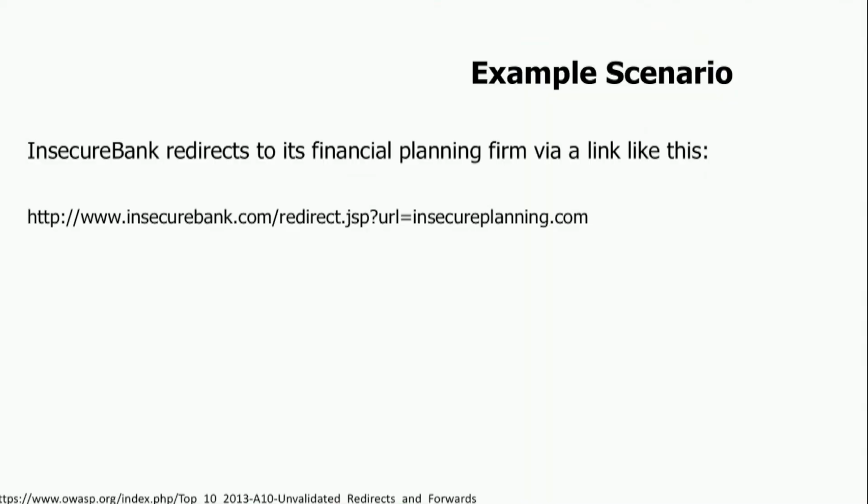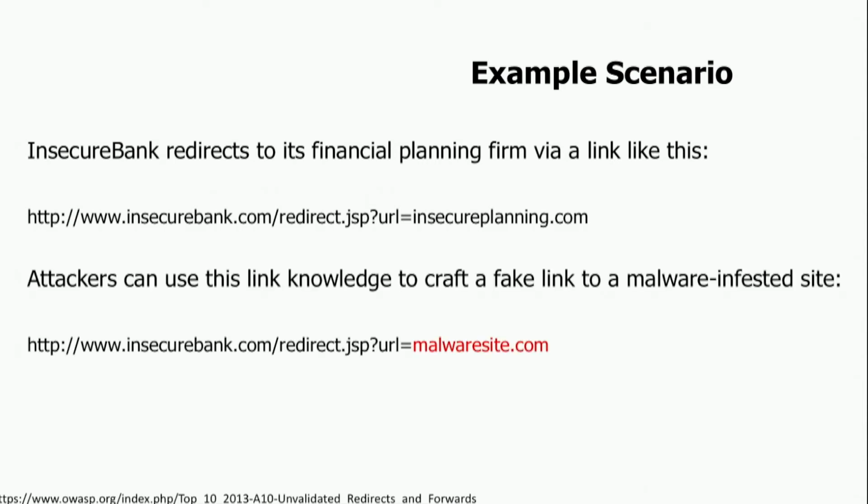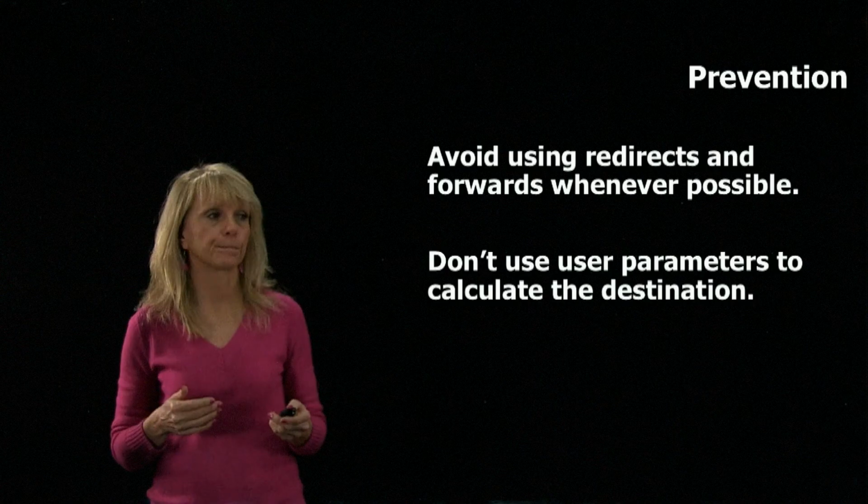Say that in this URL you're redirecting to a different URL, to this insecureplanning.com. And what the attacker can do, knowing that this redirect is available to them, is just change the redirect to something else, like a malware site. It's a trivial exercise to do, and then you leave yourself open to attack.